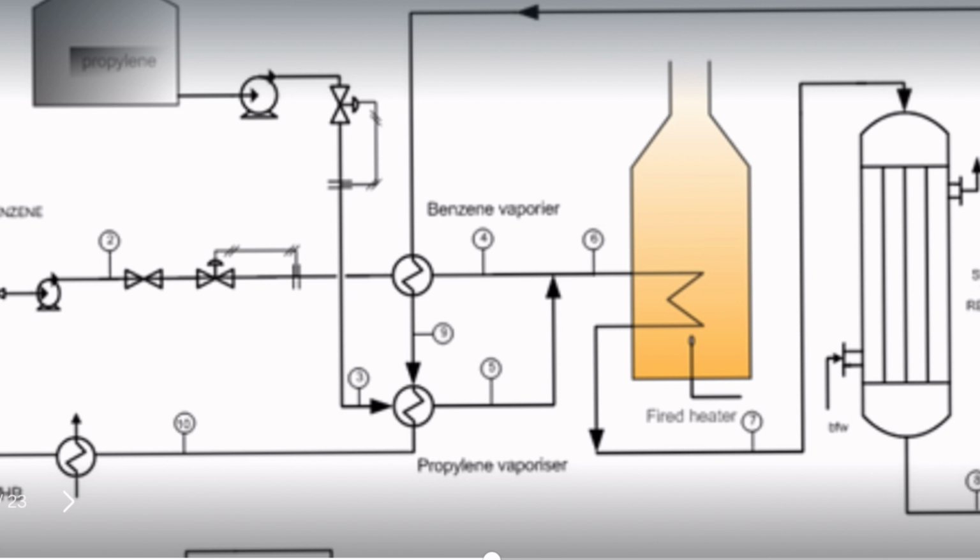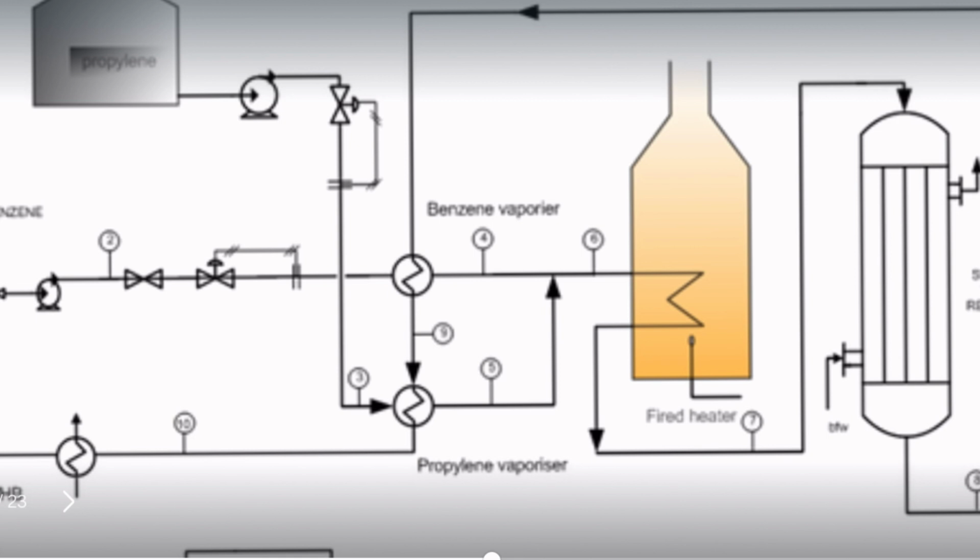And then the vapor mixture, including cumene, DIPB, unreacted benzene, propylene and propane, enters a reactor tube packed with a solid phosphoric acid catalyst. The reaction's heat is removed by pressurized water used for steam production, and then the effluent at 350 degrees C becomes the heating medium for vaporizing benzene. Okay, so the effluent will go to the benzene vaporizer to become the heating medium.